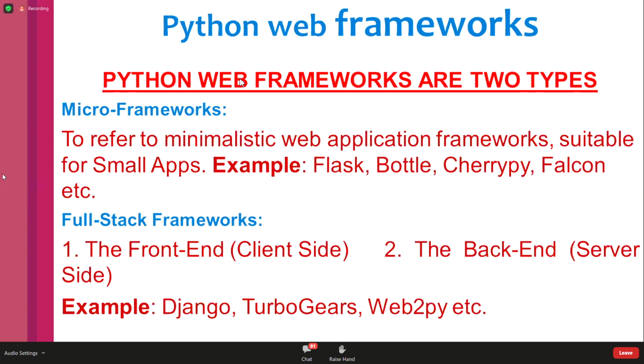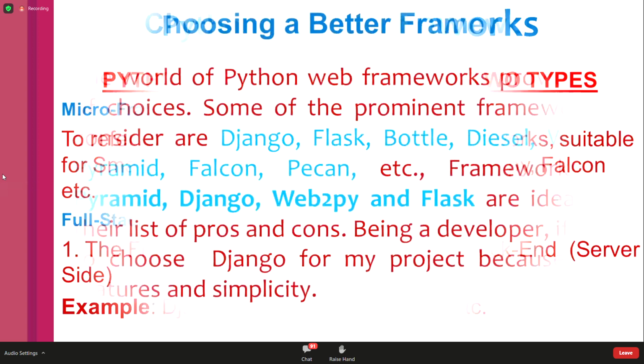And in a full stack framework, what is available? Front end and back end. Front end is the client side. Back end is the server side. The leading one is Django, which is doing ultimate things nowadays.